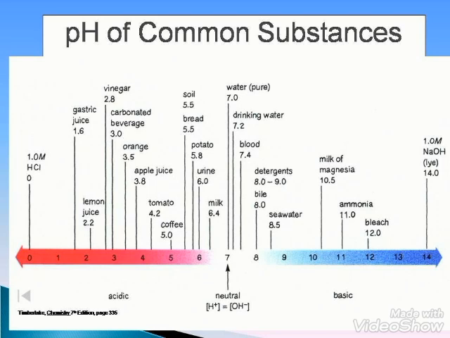Knowing the pH of these substances helps us decide about the various different chemical processes which are happening in our body. So it is very important to know the pH of the solution.